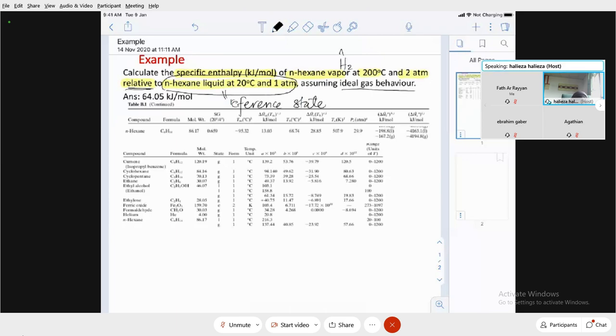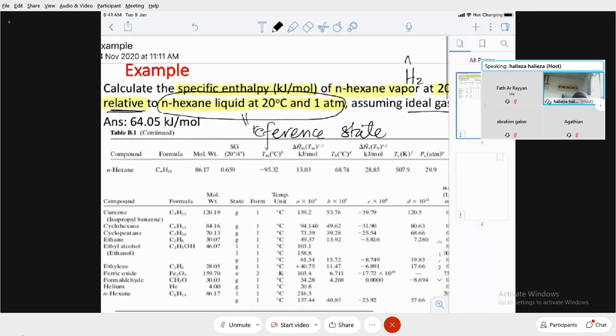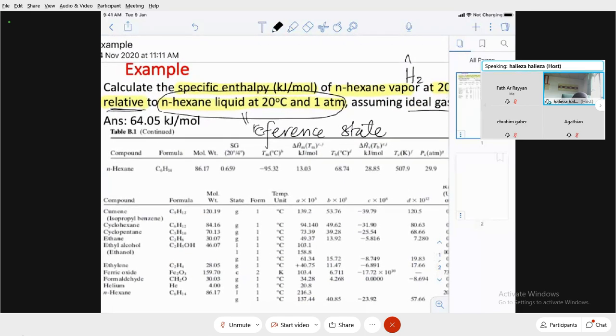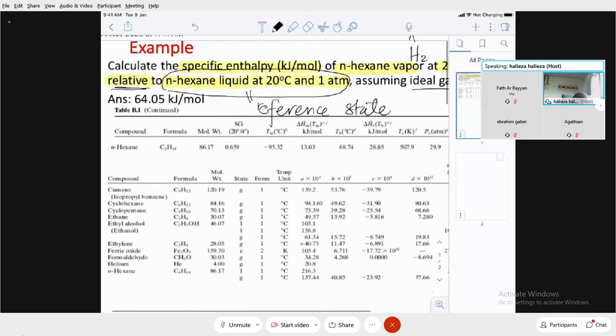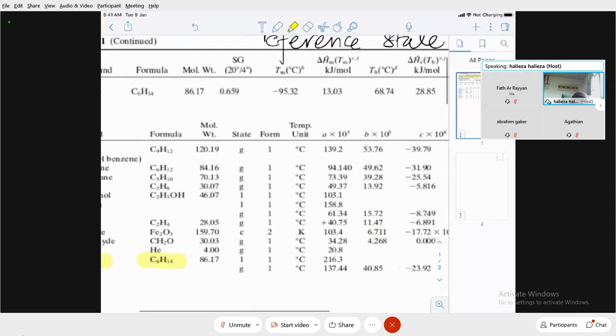So let's look at our appendix. We are looking at N-hexane. Where is N-hexane? There is N-hexane. Let's use my marker. That's N-hexane. That's the symbol. This is the molecular weight. You have liquid and gas here.